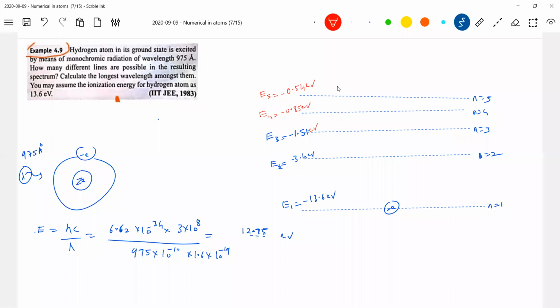Now, where will it make a transition? Definitely this particular one will make a transition from this, and in turn what happens? We get a wavelength. So these are the wavelengths. Calculate the longest wavelength among them. This should be the longest, and this should be the shortest. So here the longest wavelength will be lambda 43.